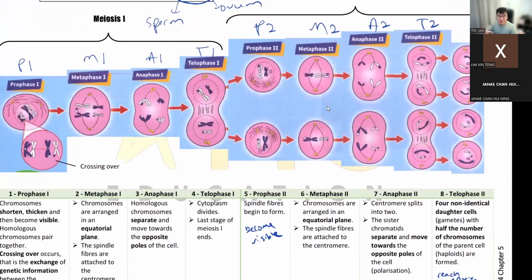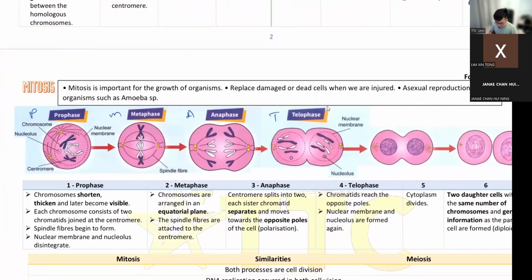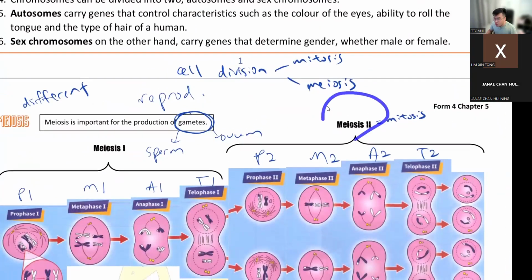Right? So PMAT2. Can you see it's exactly the same? So meiosis 2, you can ignore it because it looks exactly the same as mitosis. Whatever you memorize for mitosis is the same as meiosis 2, which is why in exams, very seldom will they touch on meiosis 2, because it's too simple. You get exactly the same thing.